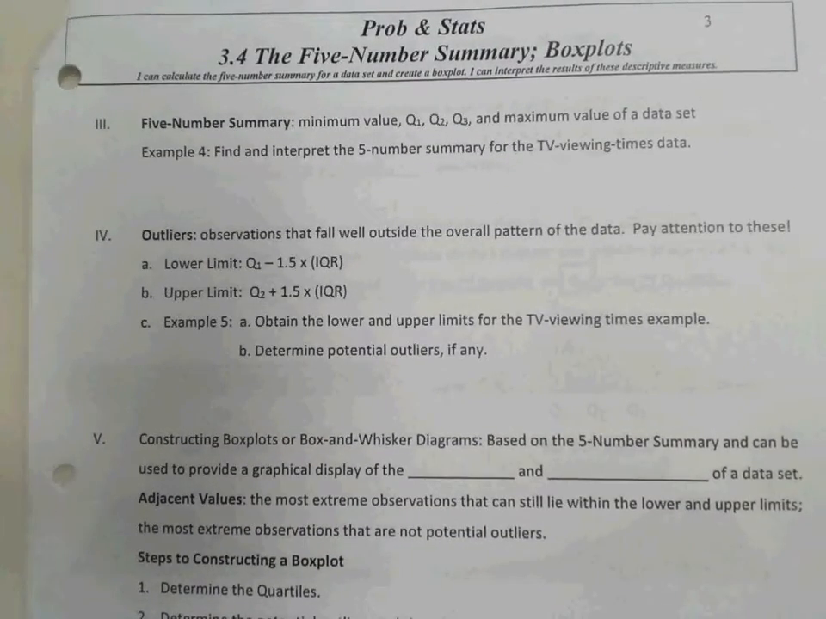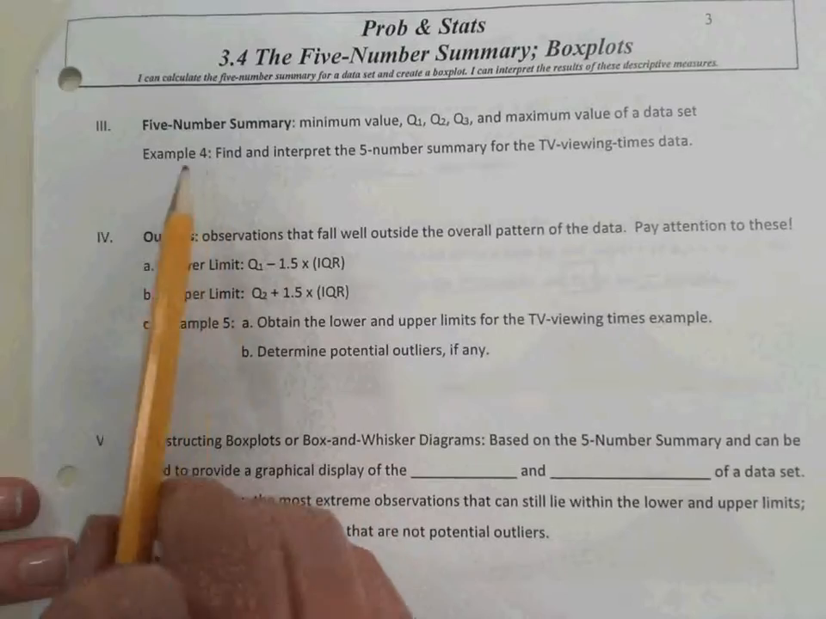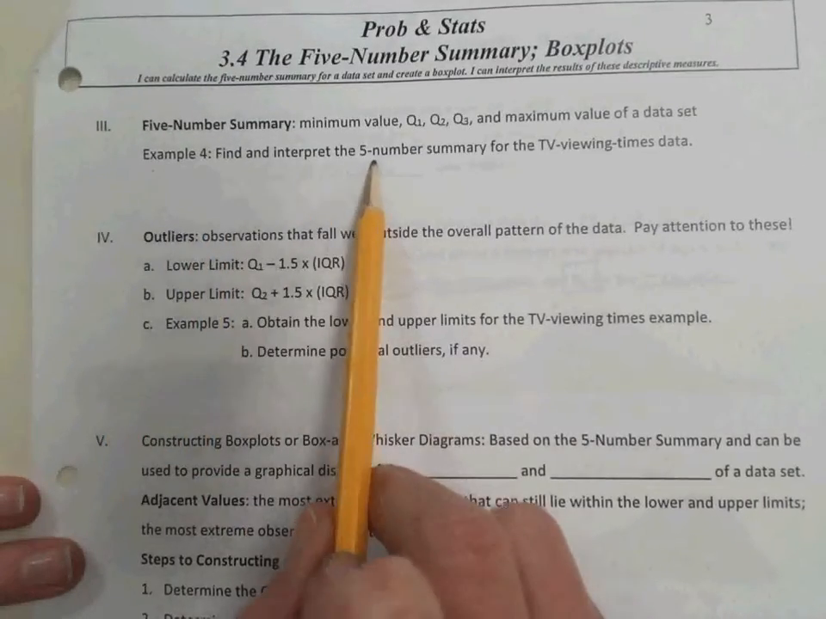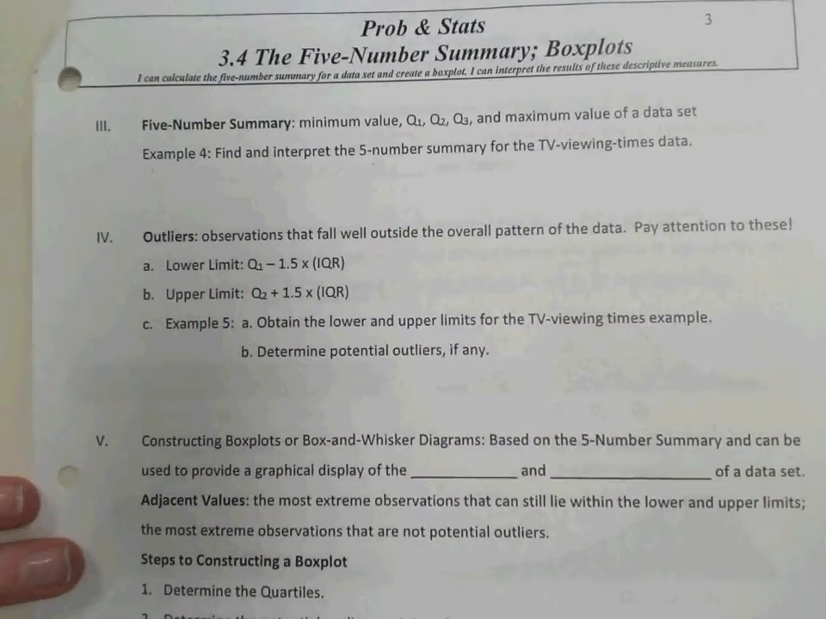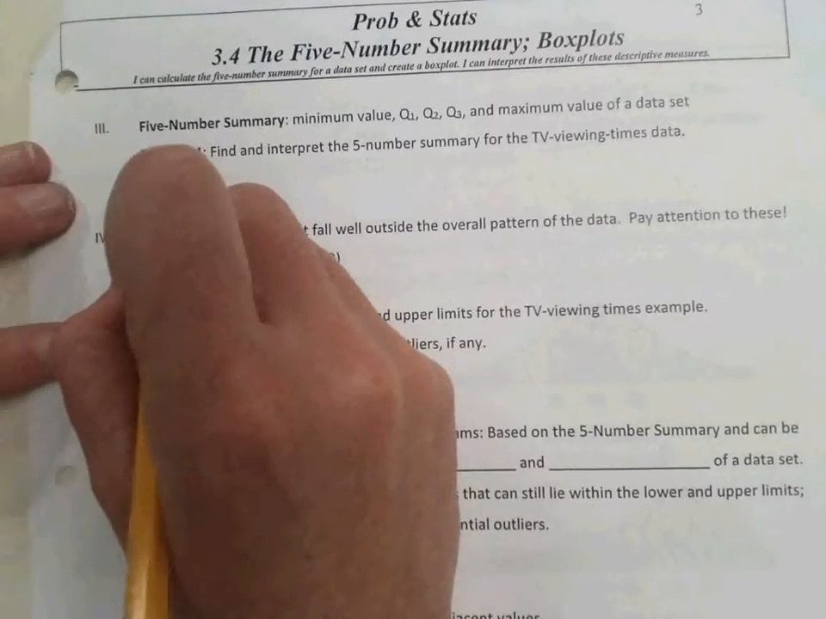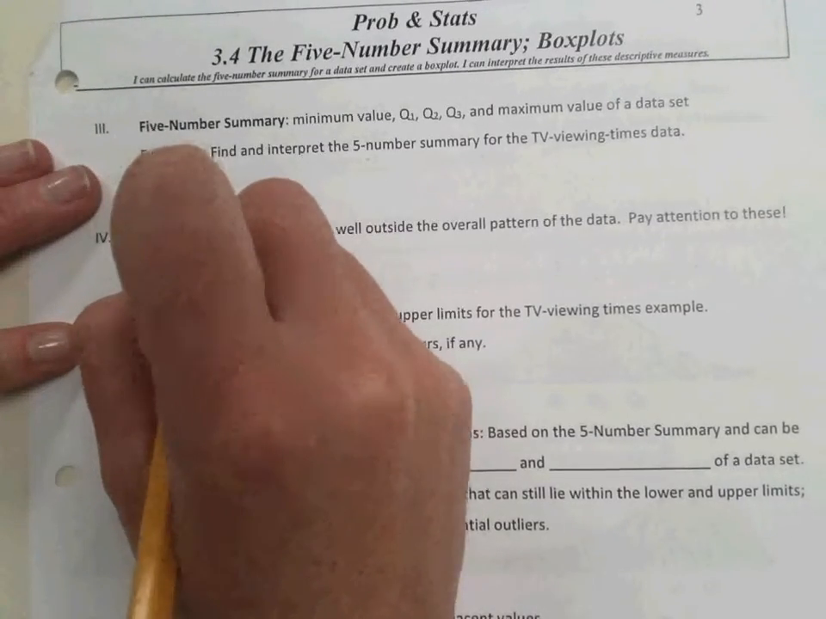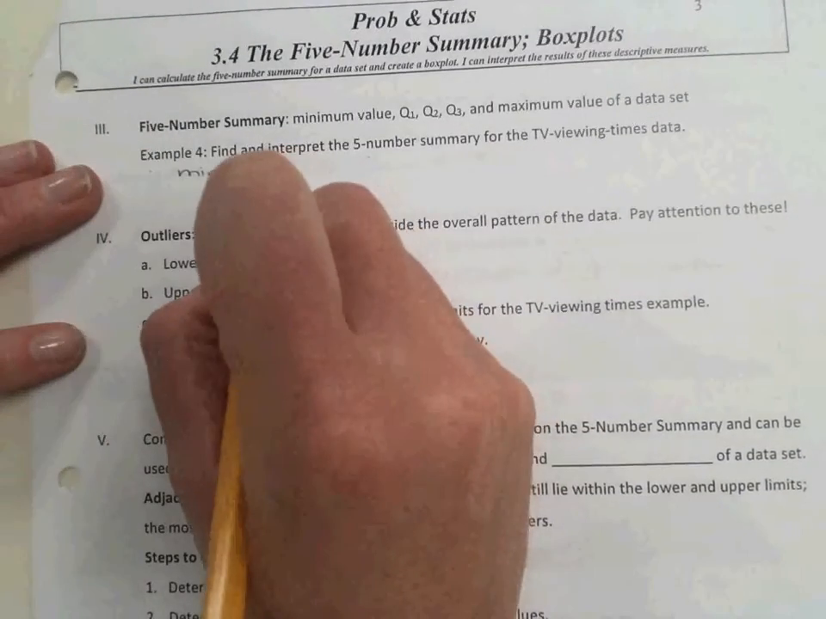Next is the 5-number summary. Again, it's all connected. It's just a term that means I want 5 numbers. I want the minimum, the maximum, and the 3 quartiles. So, for example 4, we'll find and interpret the 5-number summary for the TV viewing times for the data. So, the minimum value is 5 hours.